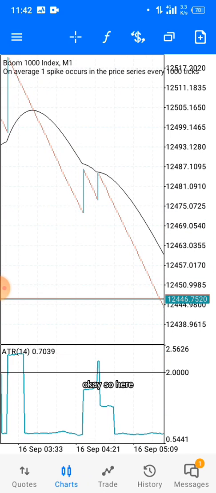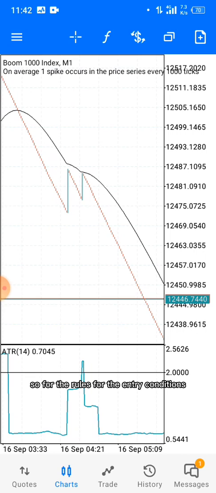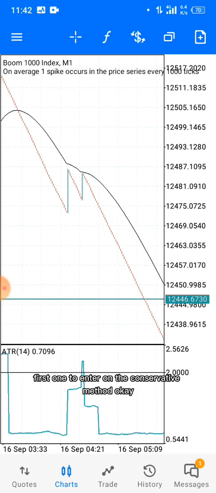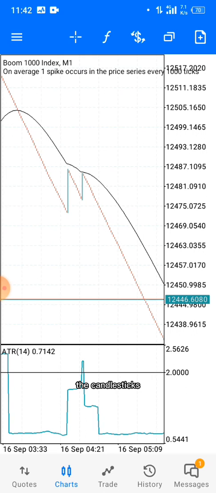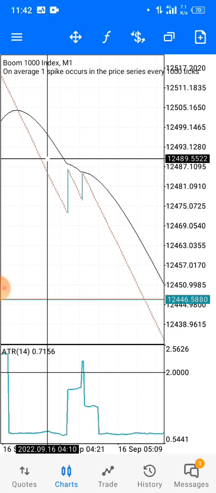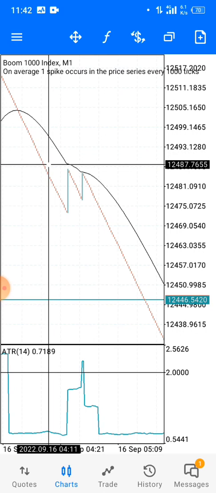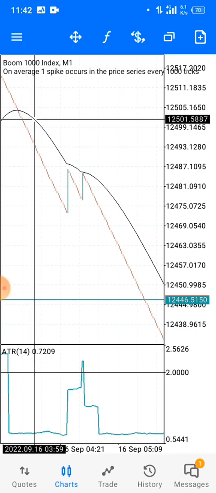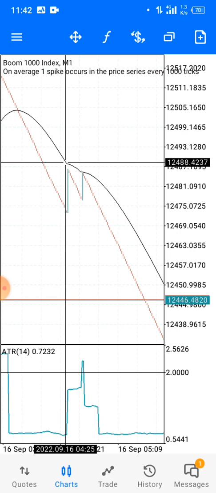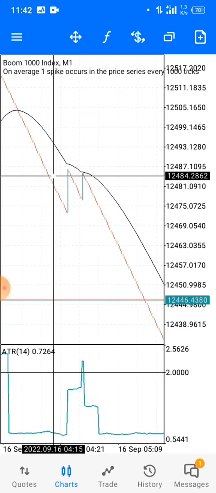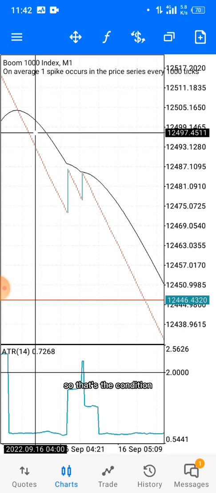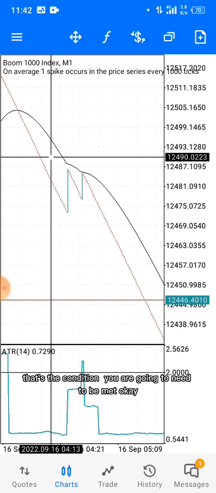Okay, so here are the rules for the entry conditions for the conservative method. Number one, the small candlesticks must be, this is for Boom 1000 for sells, below the 50 moving average. That's the black moving average right there. So that's the first condition that needs to be met.